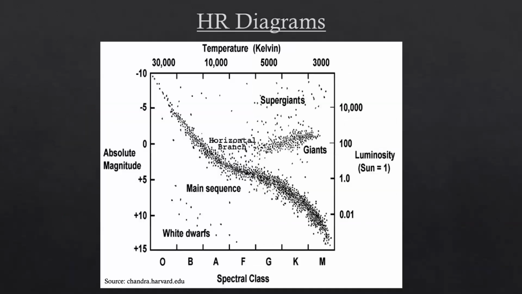So this is one of the more modern ones that we see in textbooks. And you can see, again, spectral class, or it could be just temperature there, and absolute magnitude or luminosity here. Our sun on this HR diagram would be somewhere around here. It's a G2 spectral type star, so it would be somewhere around here.